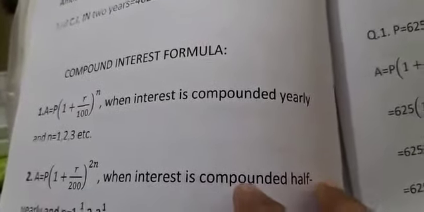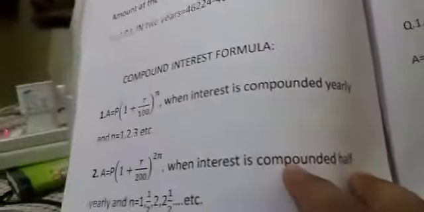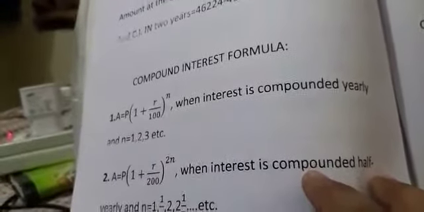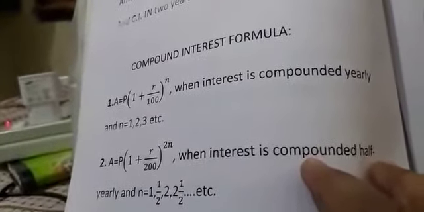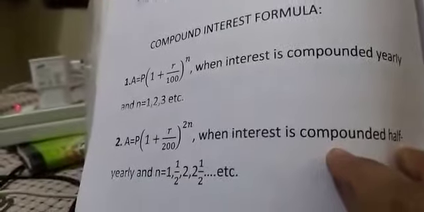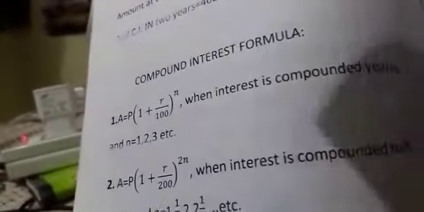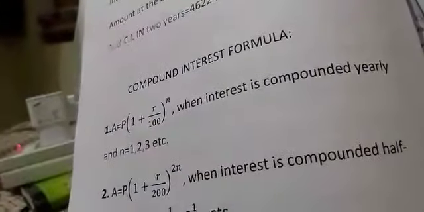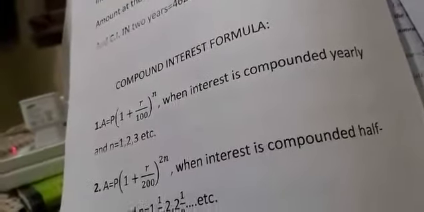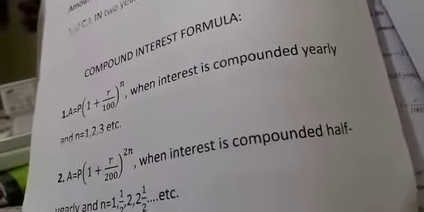Here interest is payable or compounded yearly, and the symbol for time is N. Time is 1 year, 2 years, 3 years, 4 years, and so on.